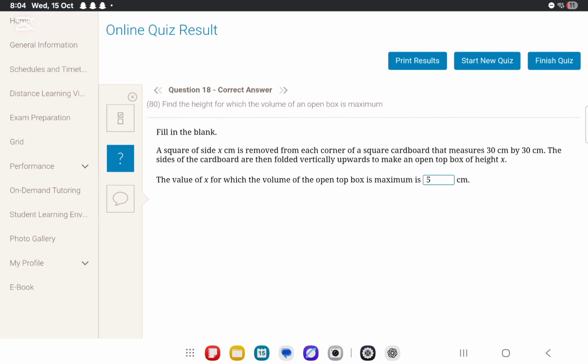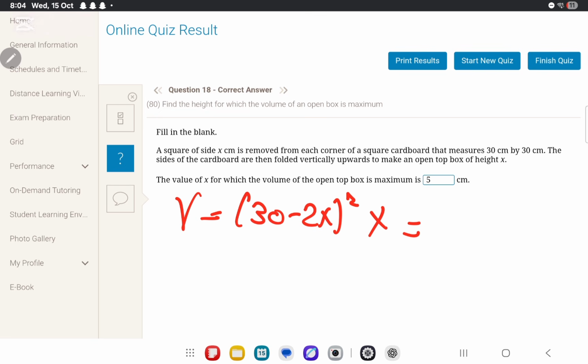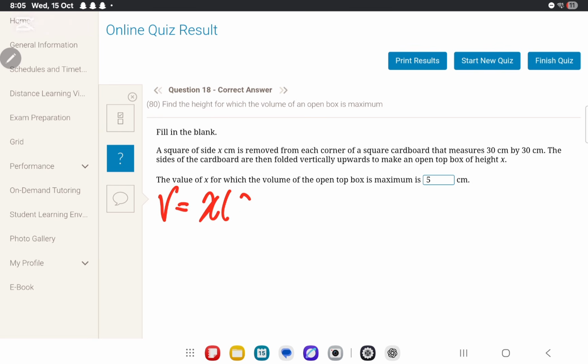Okay, question 17 or 18. Square of side. This is the same concept. You guys can solve it. Okay, let's solve it. V is equal to 30 minus 2x squared into x. Okay, then you derive it. So what would this be actually? V is equal to, I have to solve for this again. So it's going to be x into 900 minus, okay, it's too long. It's the same concept. Should I explain it? I'll explain it. Why not? So x into 30 minus 2x squared.